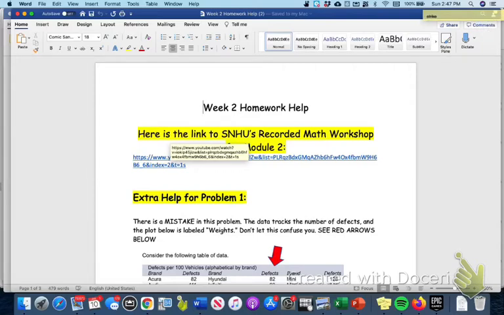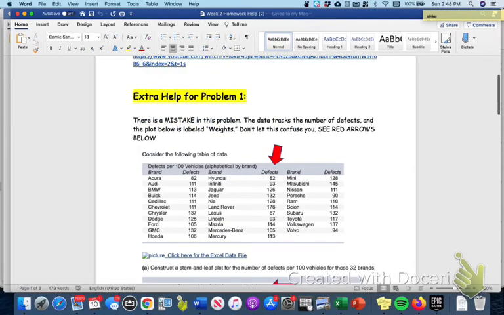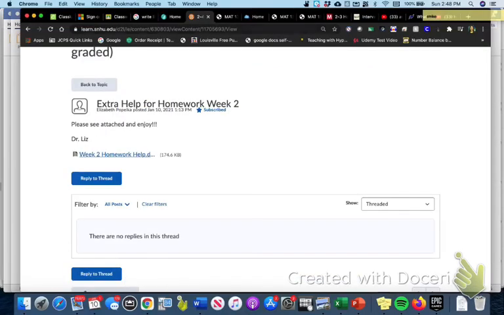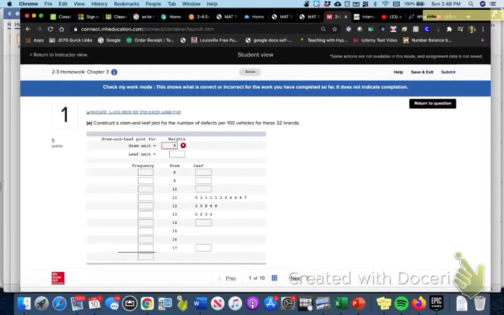SNHU used to do a weekly workshop where they would go over the topics covered in each week of the course. They don't do that anymore, but they still have the recordings available on YouTube. So that's what is here at the top. That is a link to that workshop where they cover all the topics discussed in Module 2, but in a slightly more user-friendly way. So I include that. And again, an example problem similar to the ones that you're going to see in the actual homework.